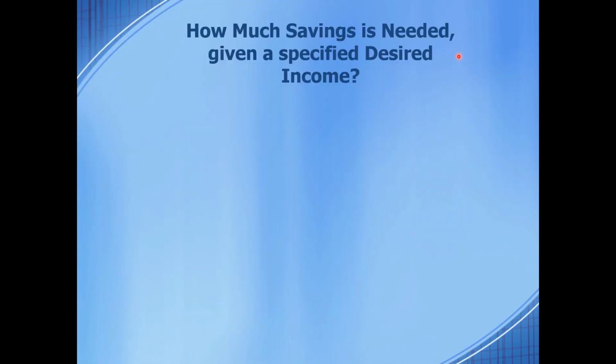When you sit down with a financial planner, one of the key questions to be answered is how much savings is needed given a specified desired income. If you believe in the 4% rule, that's pretty straightforward. You can take your desired income and divide by 4%, and that equals your principal. So in this scenario, if your income is $40,000, divide by 4%, and that equals $1 million.